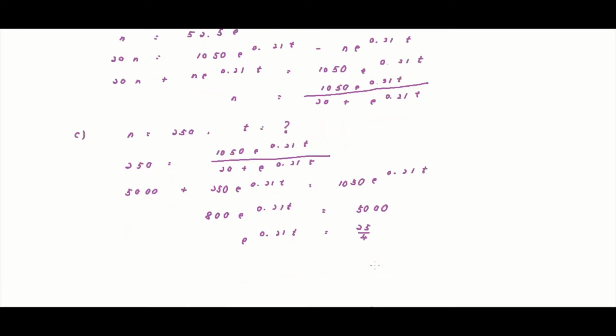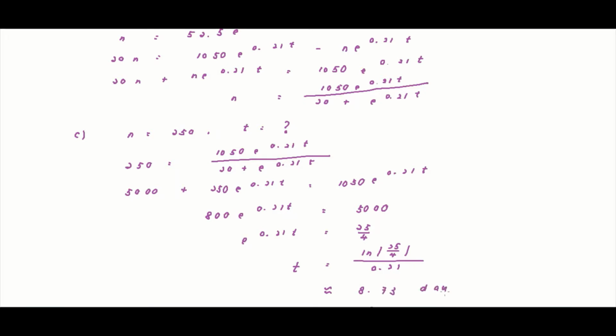Alright, then you can continue to solve it. So you have, yeah, do it in ln. So T will be equal to, you imagine you take ln of 25 over 4, right? Then after that you have 0.21, so divide by 0.21, and you should be able to get 8.73 days.